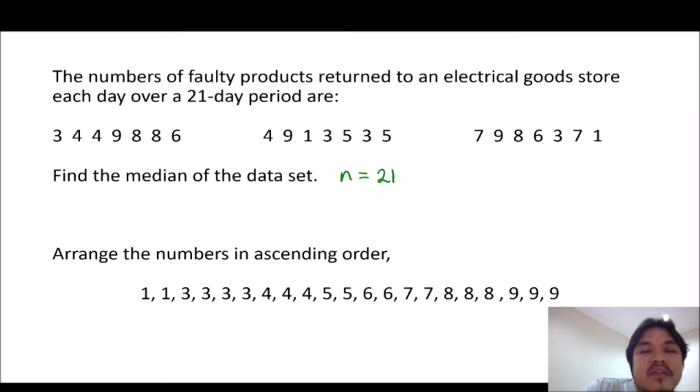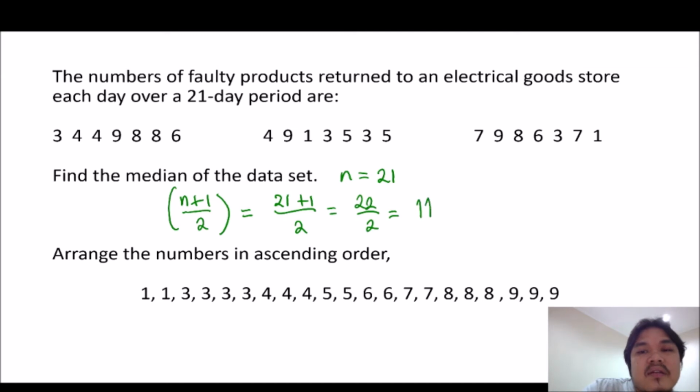So to find the median, we will use the formula n plus 1 over 2. That will be 21 plus 1 over 2. So 22 over 2 is 11. So it means the median is the 11th score on the given order.